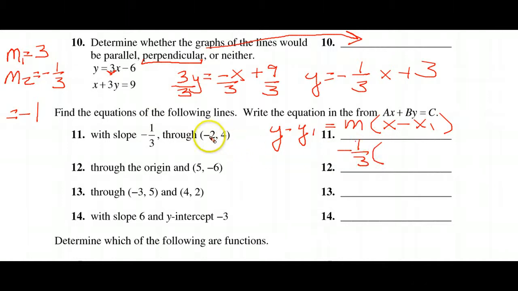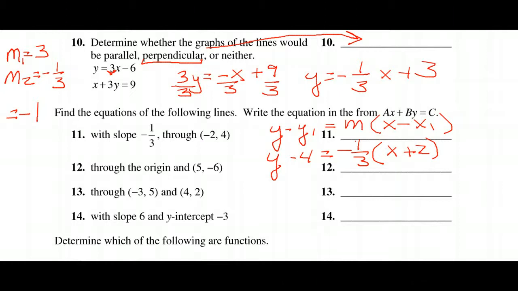Our x is a -2, so x minus, which is in the formula, a -2 makes this a +2. And then our other y is -4. And we have substituted now. The key is to remember this formula. Now, you want it in standard form, and standard form doesn't have any fractions.